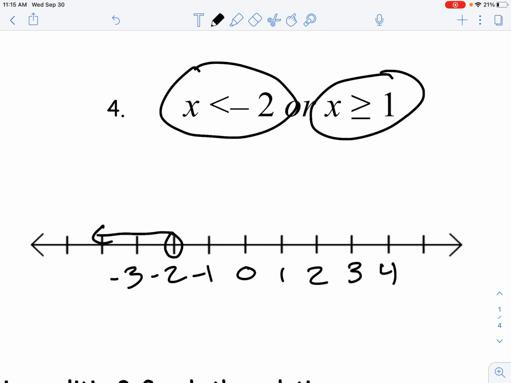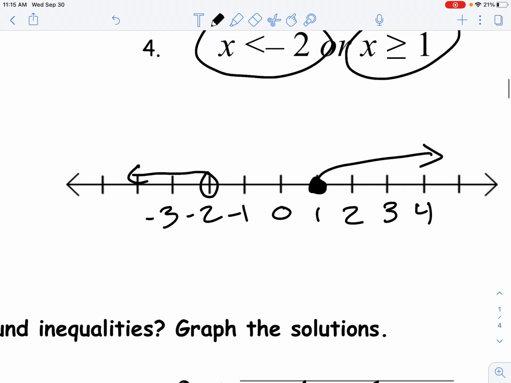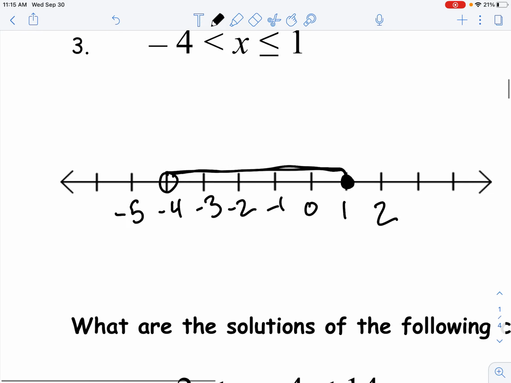X is greater than or equal to 1. That means I'm filling in my circle and pointing it that way. And we're done. Well, again, ORs point away from each other and ANDs point into each other and create one big line in between.